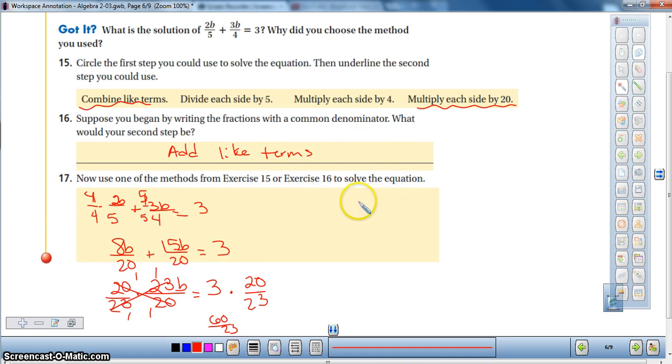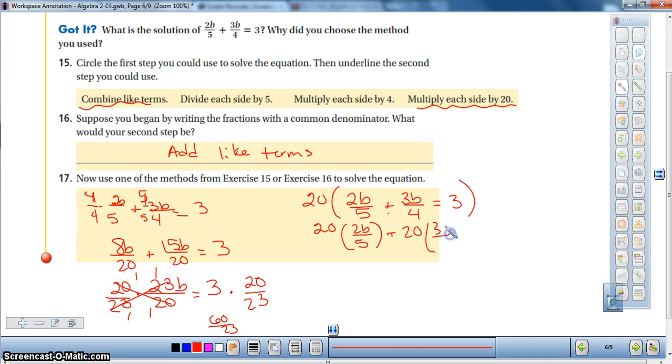What if you did not want to solve the problem that way? How else could we solve this? The other way: 2b over 5 plus 3b over 4 equals 3, multiplying each side by 20. What you're really doing when you multiply each side by 20 is multiplying the whole big equation by 20. If we do that, in the first one, 20 times 2b over 5 plus, we're going to distribute, 20 times 3b over 4 equals 20 times 3.